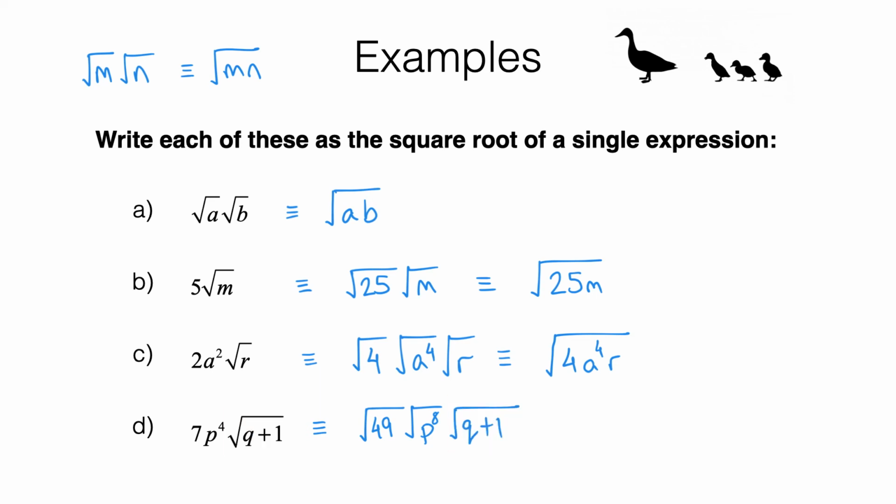So we have a product of square roots now, so we can combine them into a single square root. We have the square root of 49 multiplied by p to the power of 8 multiplied by q plus 1. Now I'm multiplying that by q plus 1 in total, so that needs to be in brackets like this. So here we have written this expression here as the square root of one single expression.